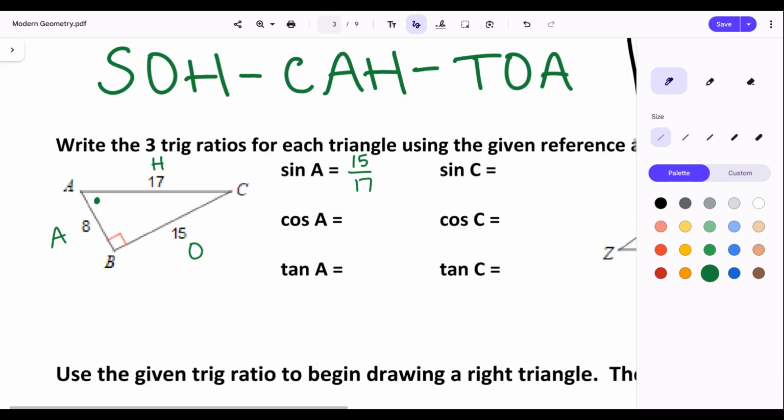That's adjacent over hypotenuse. So we said the adjacent side was 8. So I would do 8 over 17. Again, I would check to see, can I reduce that fraction? I don't think I can, so I'm going to leave it there. And then we move on to the last one.